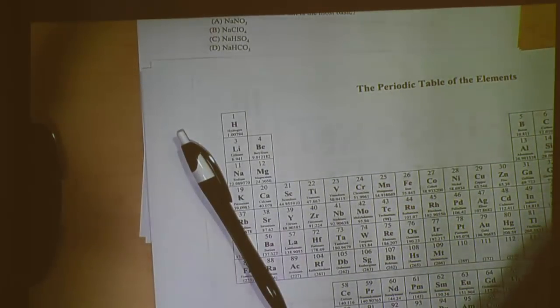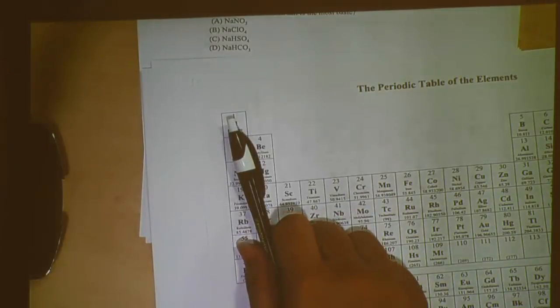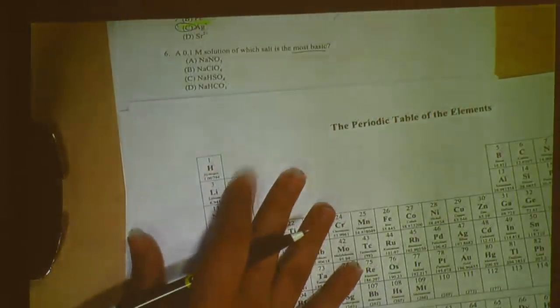Okay. 6. A 0.1 molar solution of which salt is the most basic? So what I think you guys need to do is memorize the strong acids and strong bases. Strong acids, there's the list. Strong bases, the best way to memorize them is that most strong bases are OH, and the thing before the OH is either group 1 or group 2, so NaOH, KOH, things like that.